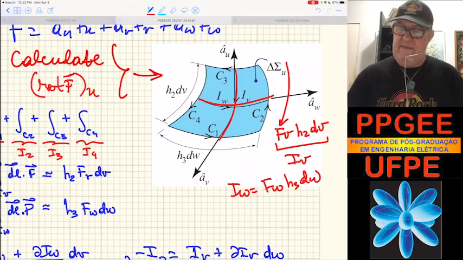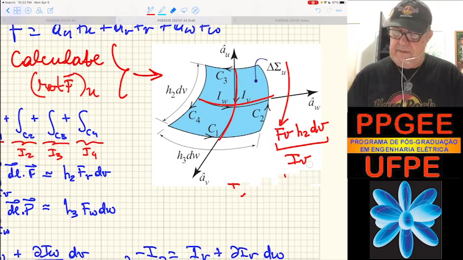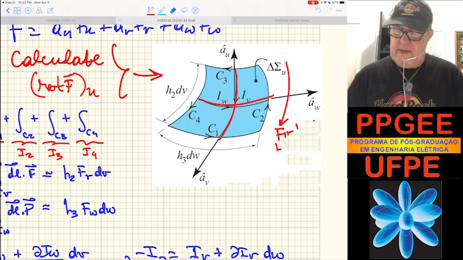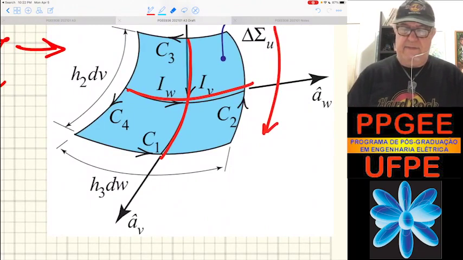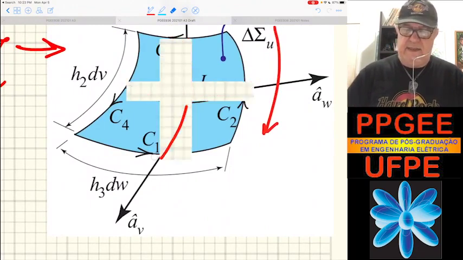So let me just erase this thing here, so we can do some additional thing here. Maybe I can erase this and that.